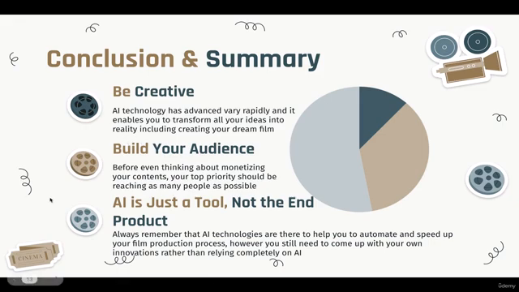Let's move on to the third one here. You need to remember, guys, AI is simply just a tool, right? It's not the end product, it's not a final product. AI is there to help you to automate and speed up your film production process. However, guys, you still need to come up with your own innovations. You still need to come up with your own brilliant ideas, right? You should never completely rely on AI. So that's another thing that you gotta keep in mind, guys.